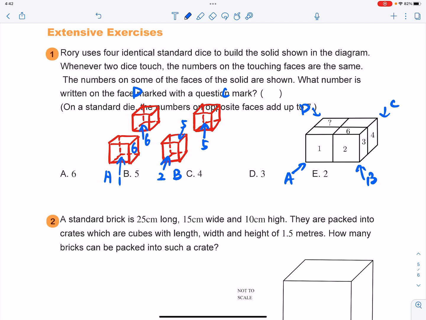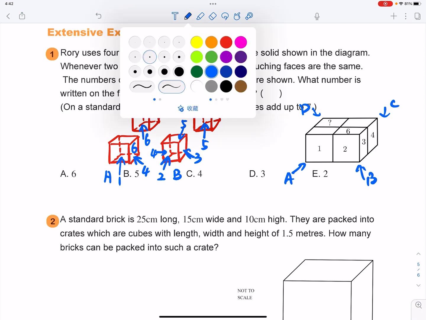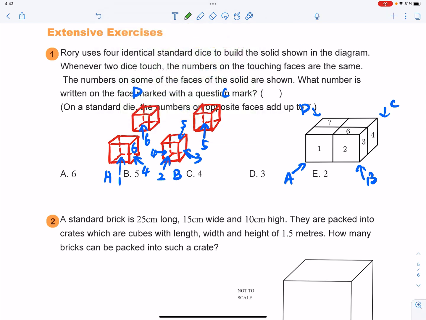And for this one, you see, because this is 3, that means this must be 4. So the right face of dice A will be 4 as well. So now I'm going to change the color. The top face of dice B is 6, so the bottom face of dice B is 1.